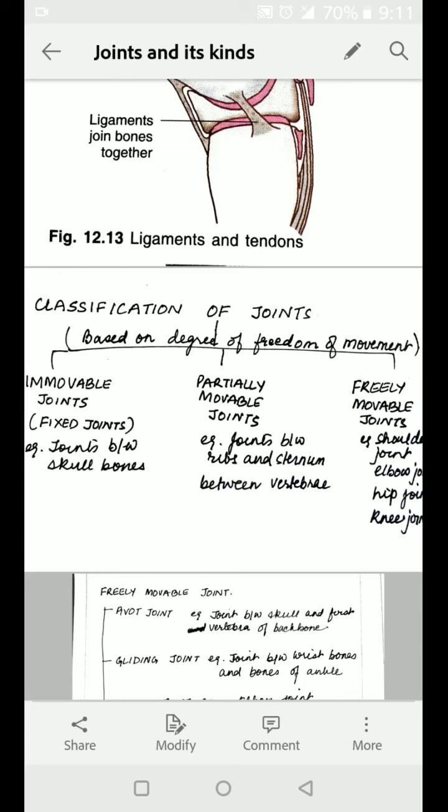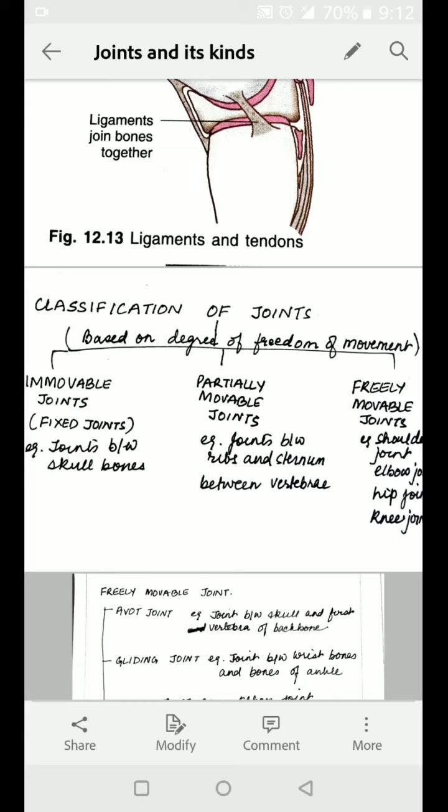Then the second kind of joints are the partially movable joints. Partially means they are slightly movable in nature and they only allow a slight movement of bones. Examples of such joints are the joints between the ribs and the sternum, and joints between the bones of two different vertebrae in the vertebral column. Slightly movable joints.